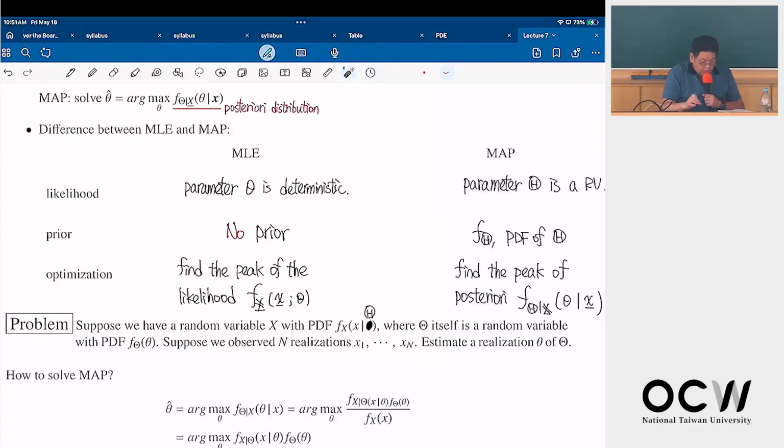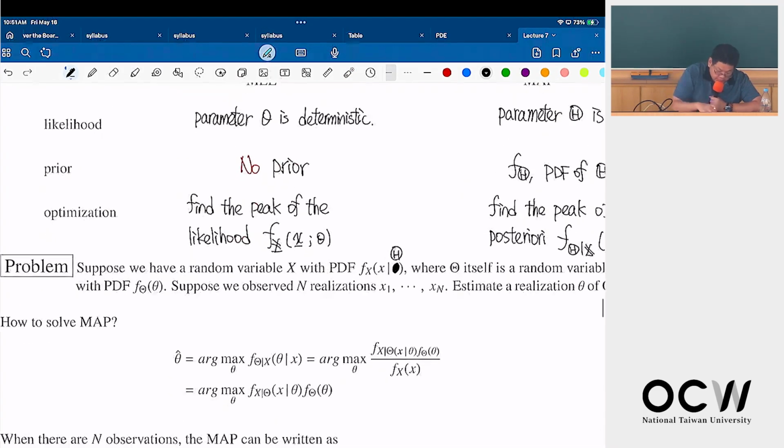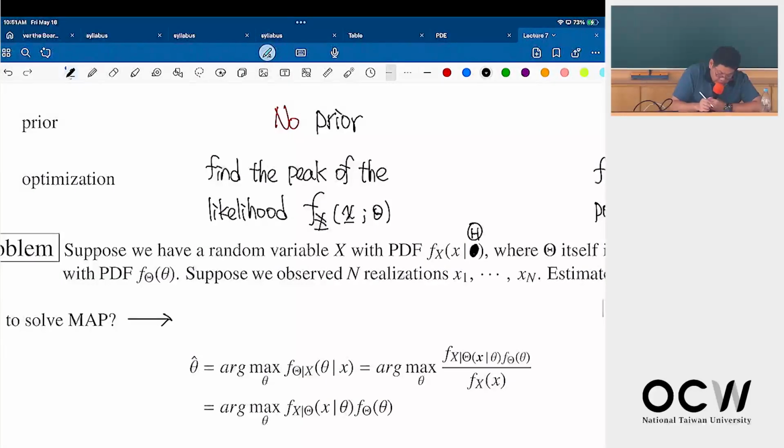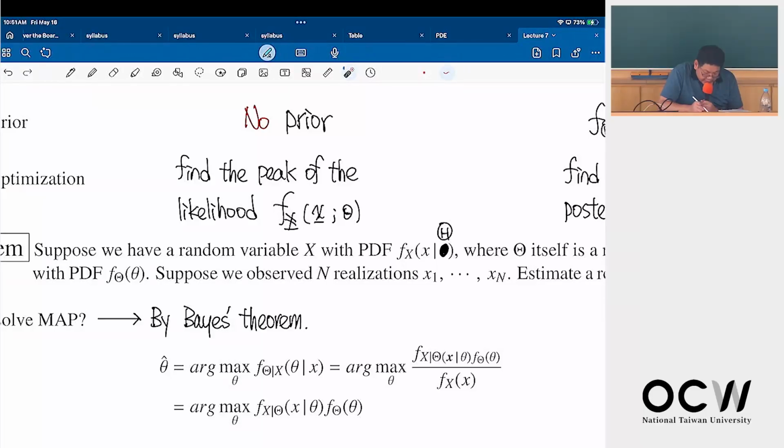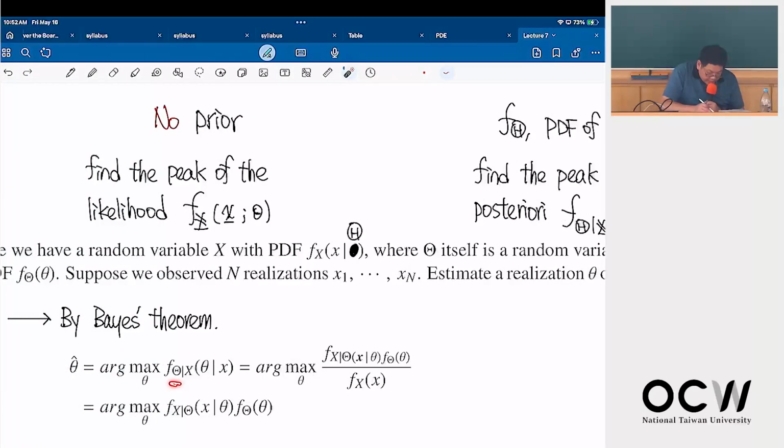So how do we solve the MAP? We can use Bayes theory. We try to find the theta for the theta given x, and then use Bayes theory. What is this conditional PDF?